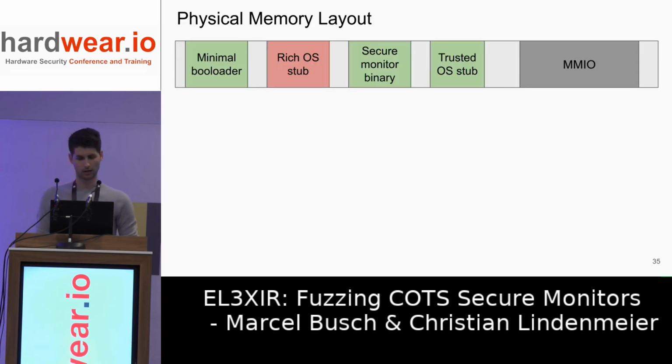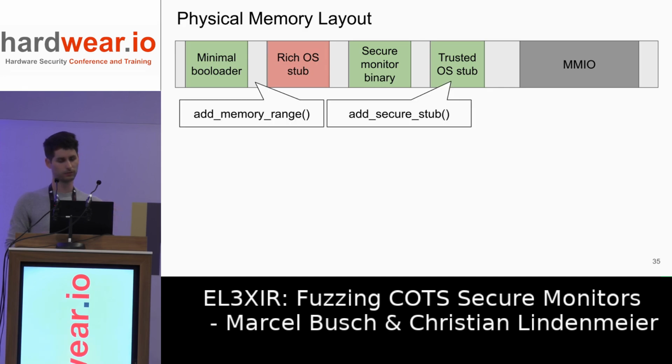And this can look as follows. If you look at a physical memory layout of a secure monitor, what we see here is we have those bootloader stubs, secure monitor stubs, trusted OS stubs and our binary in here, and we have basically a huge chunk of MMIO here, also in our layout. And under the hood, we are using Avatar2, and what we can do there is we can use functions like add memory range that will basically just define that our emulator has physical memory backed at that location. What we can also do is write into these memory regions, and we use that, for example, for writing these software stubs into memory.